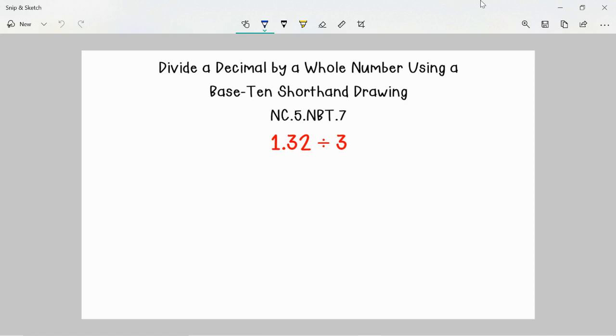Here, students may reason that 1 and 32 hundredths is being split into 3 equal groups, which means that the quotient will be less than 1 and 32 hundredths.